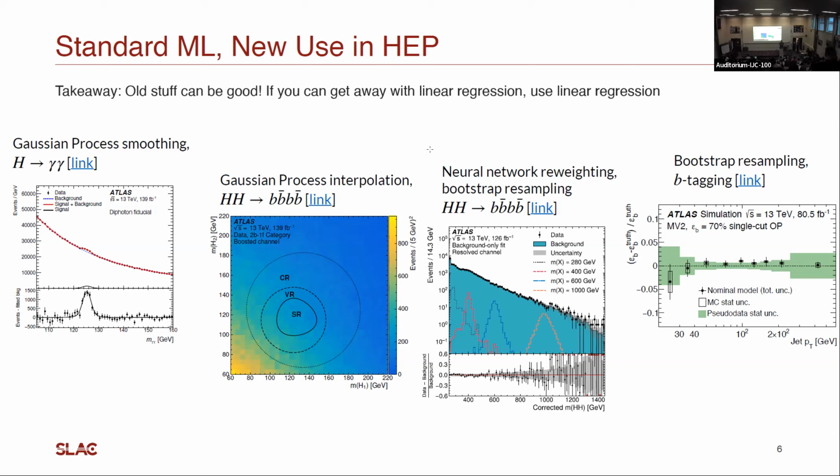I also mentioned neural network reweighting, which is done with very simple models. There have been a couple of papers in recent years on that, including, again, my analysis. So there's the bias again.